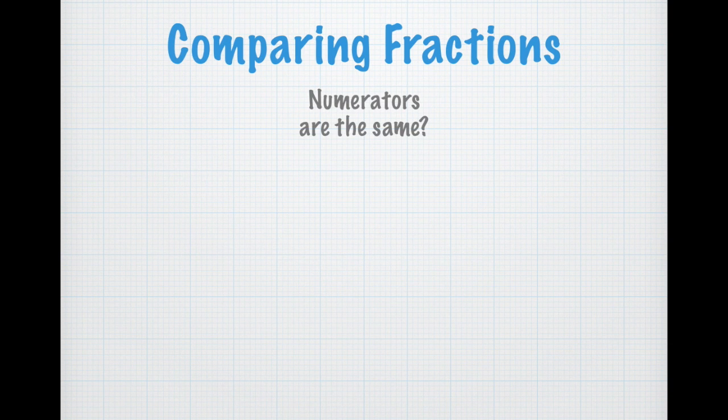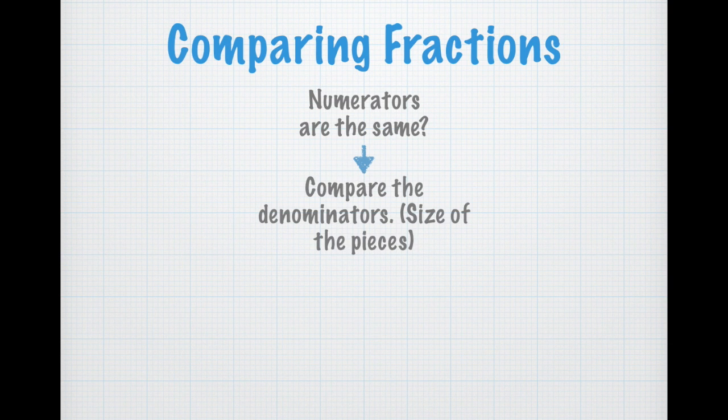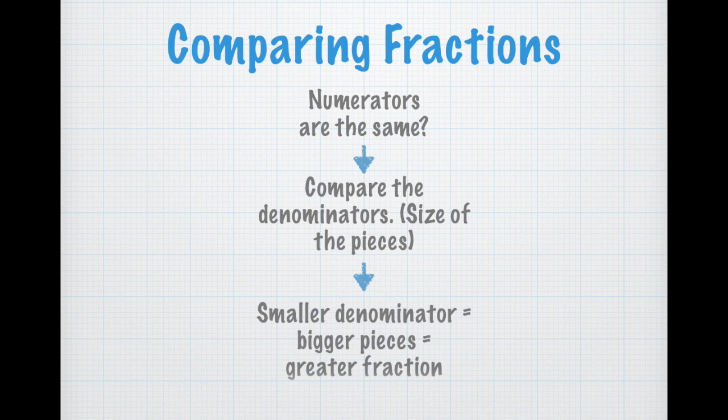If the numerators are the same, that means we have the same number of pieces. So we compare the denominators, the size of the pieces. A smaller denominator means the pieces will be bigger, which means it'll be a greater fraction. Think about it. Would you rather share with 2 people or with 8 people? You'll get more if you share with a smaller number of people. So the smaller denominator, you get a bigger piece.